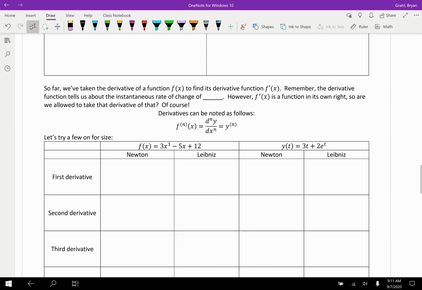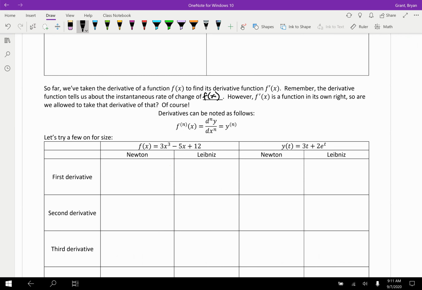So far, we've only taken the derivative of the function to find its derivative function f prime of x. But the derivative, well, okay, let's go back. The derivative function tells us about the instantaneous rate of change of f of x. It tells us the slopes of f of x.